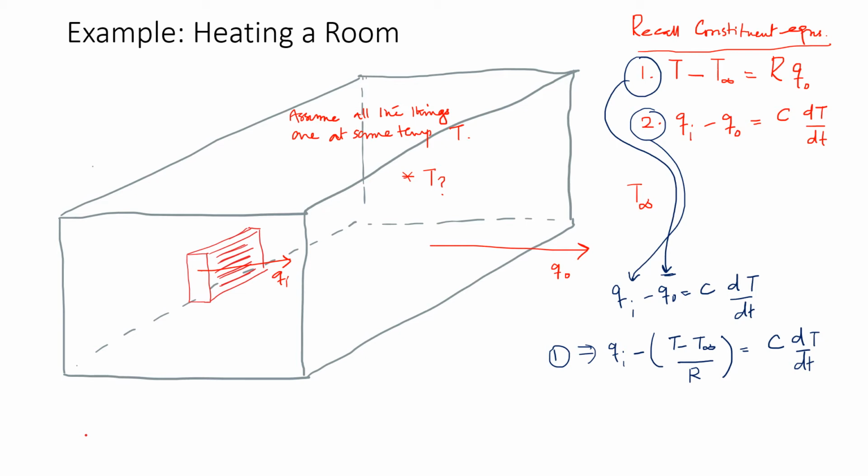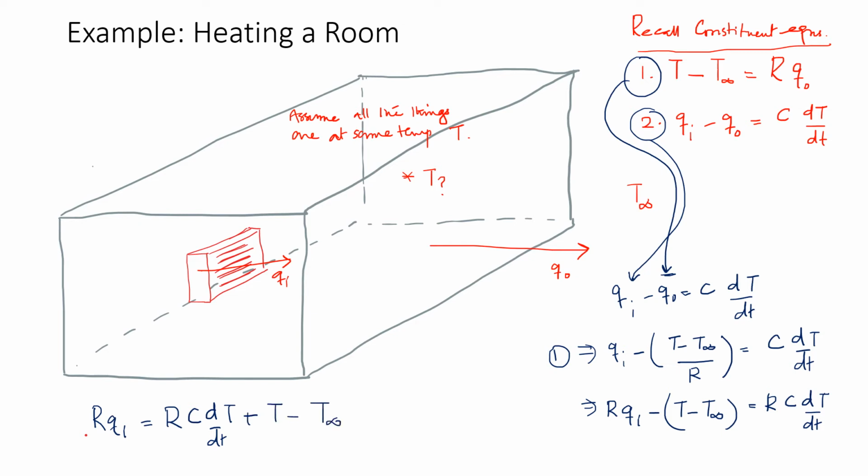Now this would mean that I can manipulate this whole expression a little bit. This would make this RQi minus T infinity to be equal to RC d by dt of temperature. Now I can rewrite this whole expression and place it at some better location. So this is going to be RQi equal to RC d by dt of temperature plus T minus T infinity. So this is structured according to the convention that we have followed so far, that the inputs are going to be on one side and outputs or whatever is being changed as a result of this input is going to be on the other side.